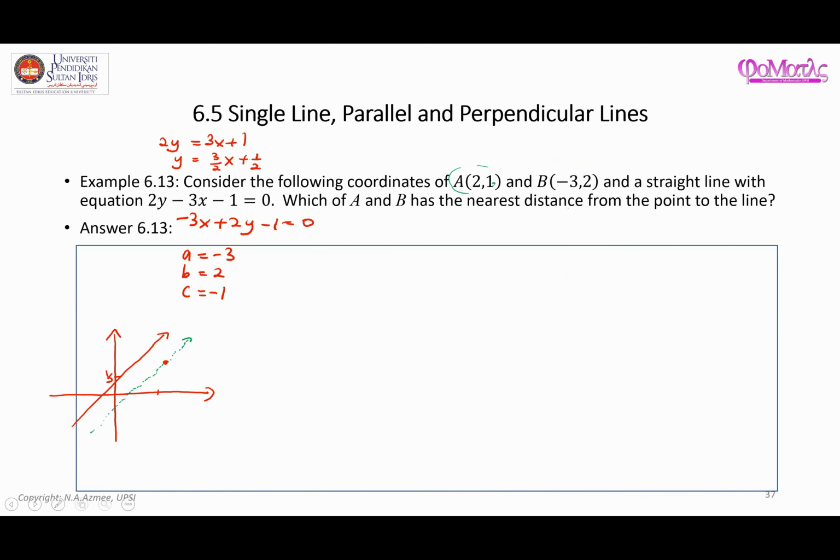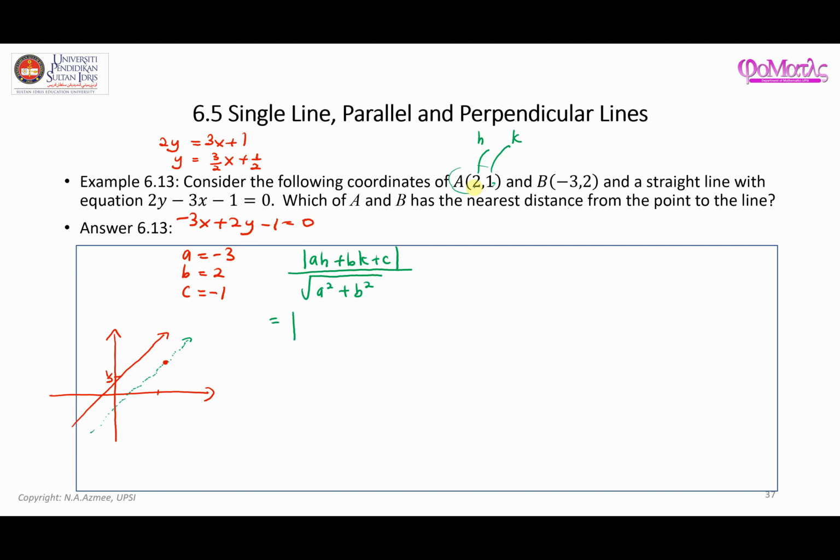Therefore the first step is already done, because the first step requires finding a coordinate, and we already have the coordinate of a point, which is (2, 1). So this is my h, this is my k. Next, I'm going to apply the formula given in the previous page. That would be Ah plus Bk plus C, over the square root of A squared plus B squared.